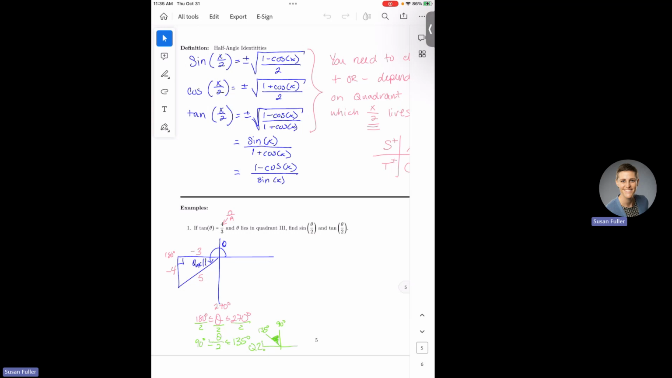So here we have our half angle identities. These will be given to you on the exam. You don't need to memorize these, but you do need to know how to use these.